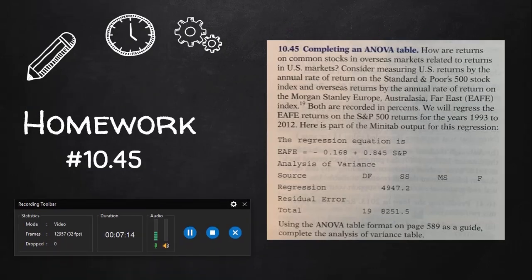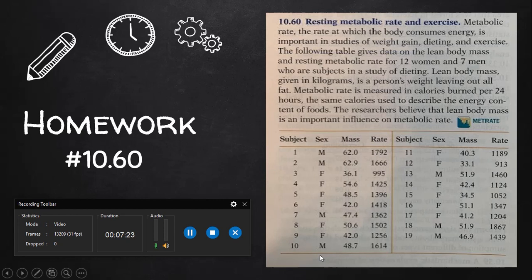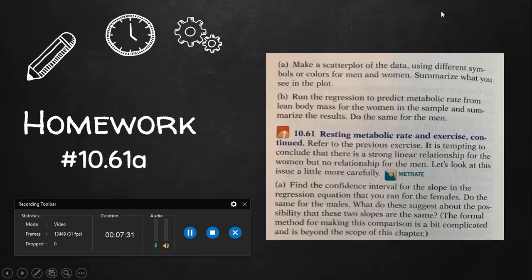We have 3 problems due for Friday. This is 10.45. You're just going to complete the ANOVA table. For 10.60, I am going to send this data to you in the email. If you prefer to put it in by hand, that's totally up to you. Here's the rest of 10.60, and then you're only going to do part A for 10.61. And this data is the same as 10.60.